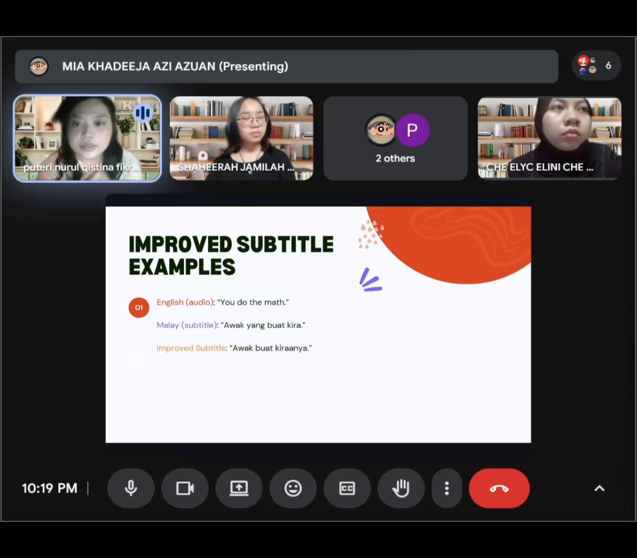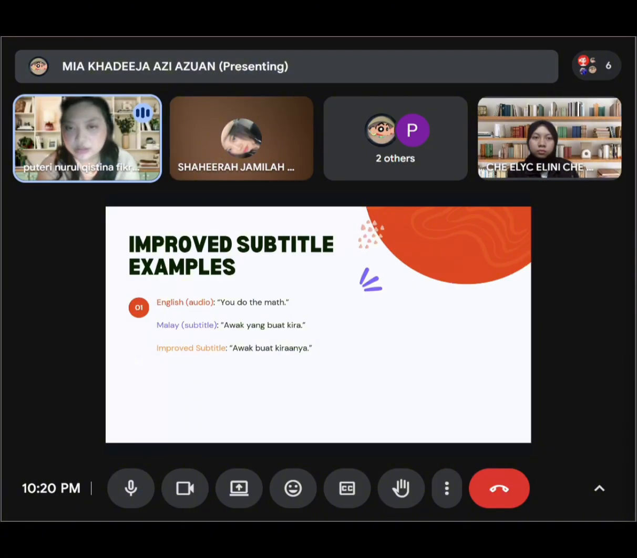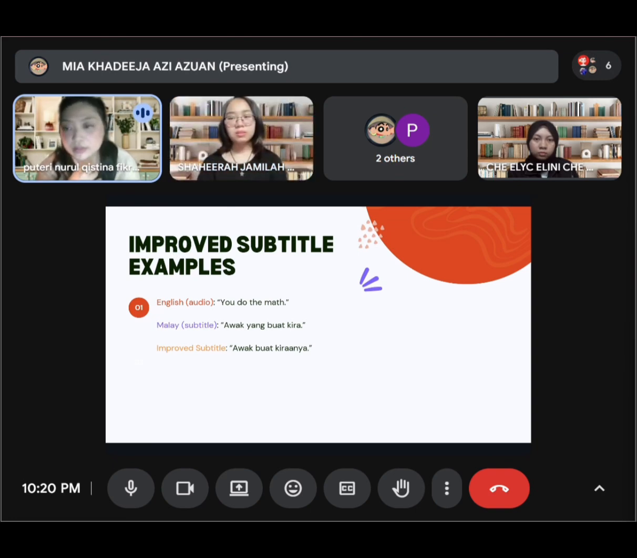Okay, so now that we have discussed all the problems that we have noticed in the movie itself, the dialogue, and the translation in Bahasa, we're going to choose three dialogues from the movie and improve them ourselves. For the first example, the original English line is "You do the math," and the original Malay subtitle that was translated by YouTube itself is "Awak yang buat kira," which sounds very unnatural and incomplete.